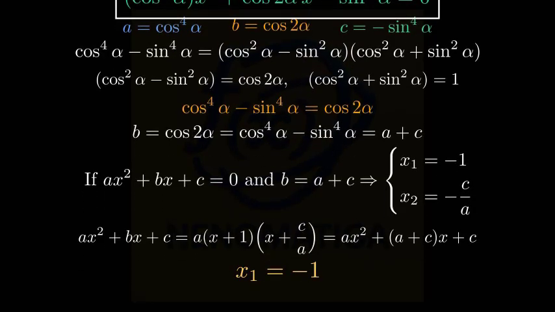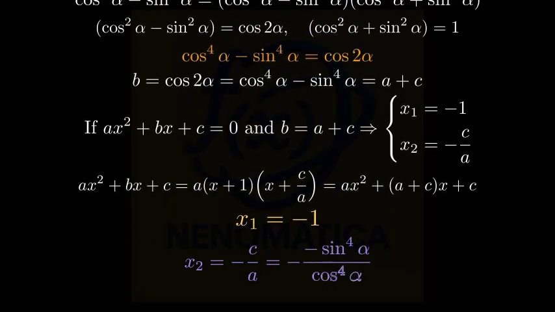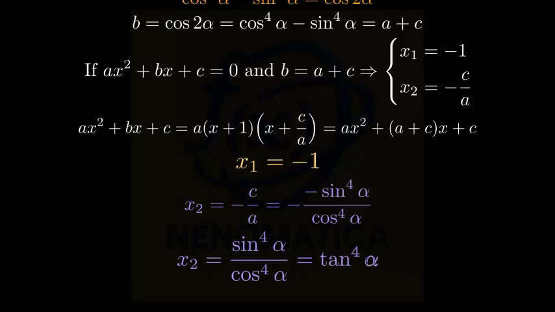The first root is x1 equals negative 1. The second root is negative c over a, which becomes positive sine to the fourth alpha over cosine to the fourth alpha, equal to tangent to the fourth alpha.